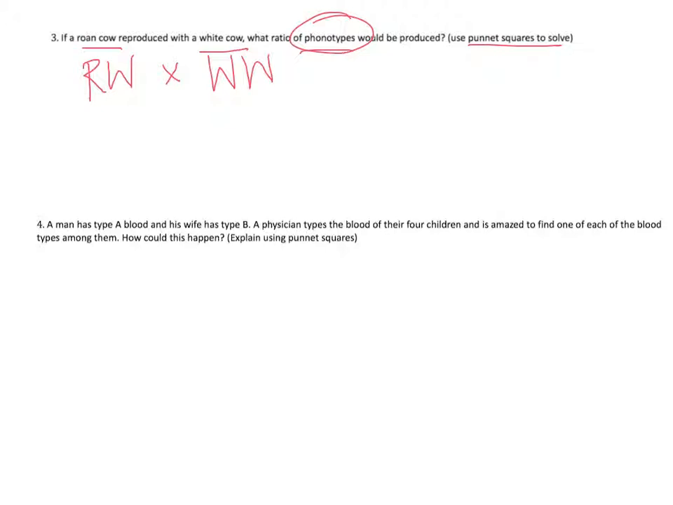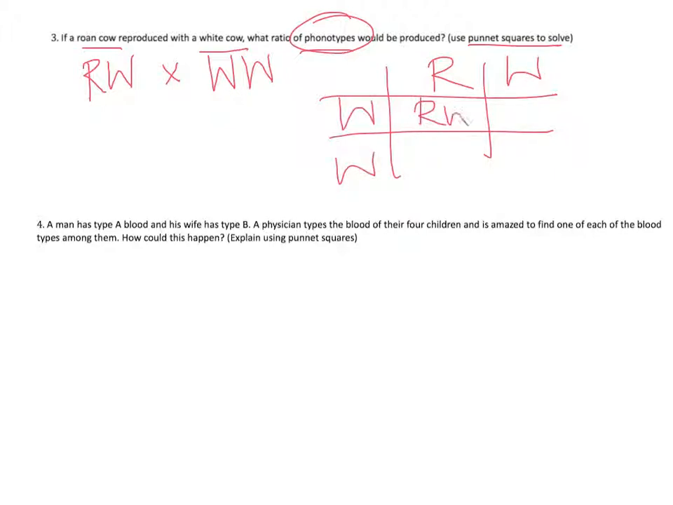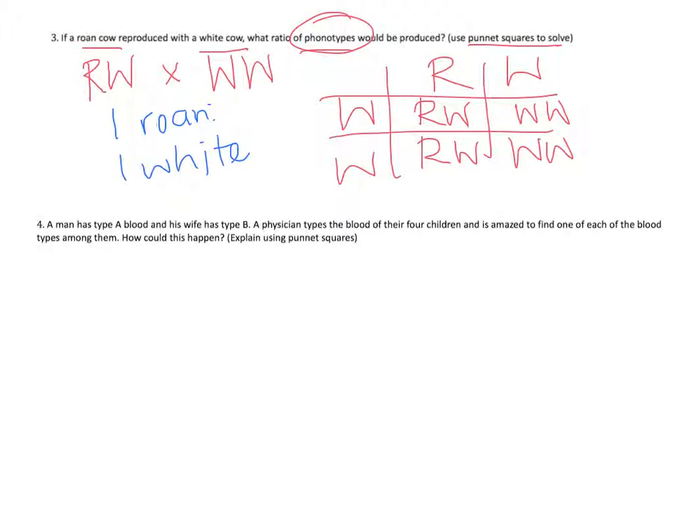We need to use a Punnett Square, so we draw up our Punnett Square, RW, WW. So we have RW, WW, RW, and WW. We want to know what the ratio of phenotypes would be. So the ratio would be 1 Roan, not red, to 1 white. Okay, so that's our ratio of phenotypes only. We don't need to know what the genotypes are in this question.